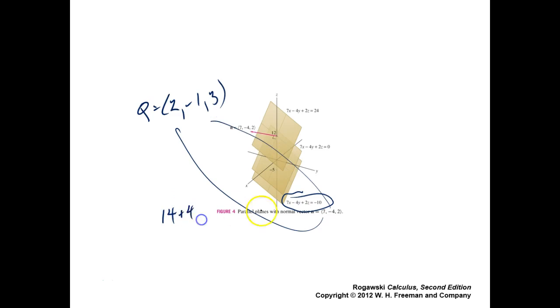And if it's passing through the point 2, -1, 3, so here's some point Q, 2, -1, 3. All right. Then the dot product of the normal vector and this must be your constant on the right-hand side. So that'd be 7 times 2 would be 14. Minus 4 times minus 1 is plus 4. And plus 2 times 3 is 6. That'd be 24. There's that.